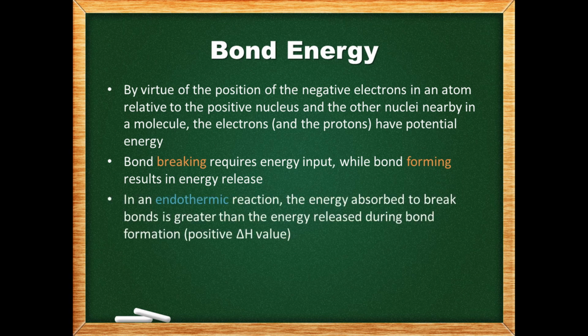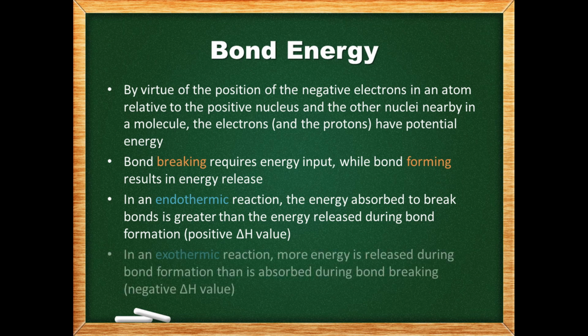In an endothermic reaction, the energy absorbed to break bonds is greater than the energy released during bond formation. These reactions have positive delta H values. In an exothermic reaction, more energy is released during bond formation than is absorbed during bond breaking. These reactions have negative delta H values.